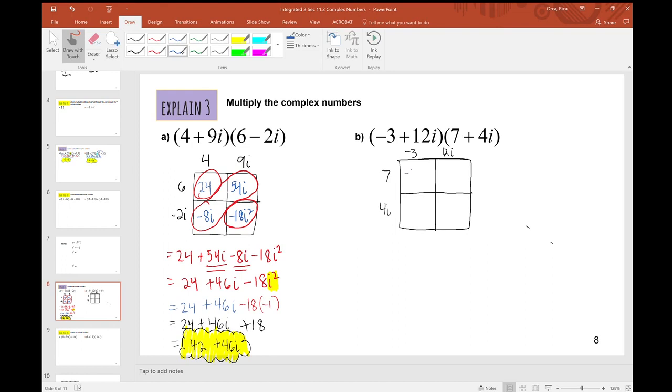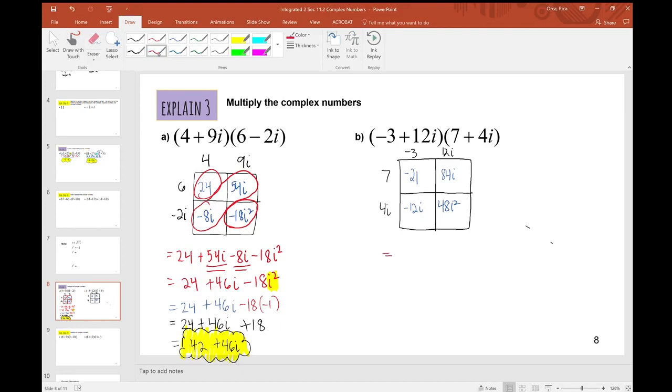7 times negative 3 is negative 21. 7 times 12i is 84i. 4i times negative 3 is negative 12i. And 4i times 12i is 48i squared. Now let's combine like terms.